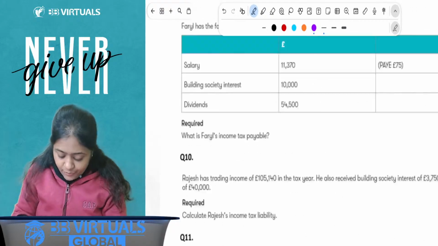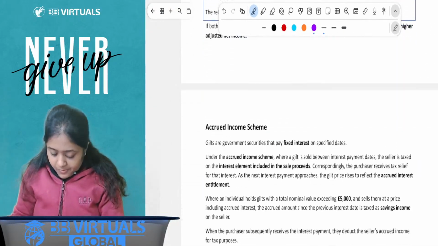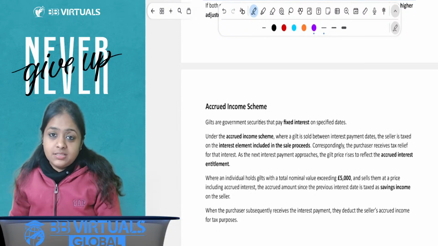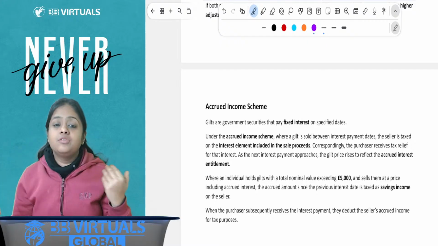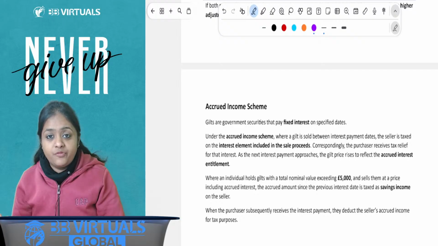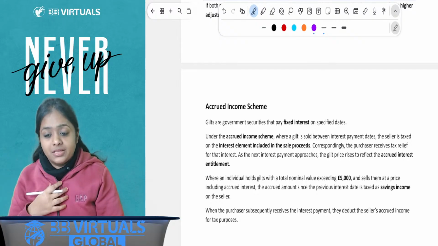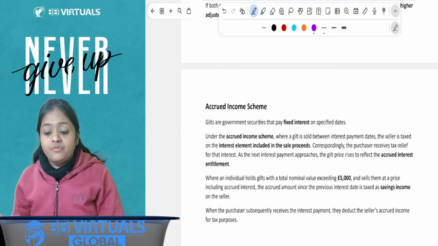Let's take it further. These limits of 60,000 and 80,000, and the rule that for every 200 of excess you will have 1% child benefit charge, will be given to you in the exam. So even if you forget, don't worry. Your examiner will give you this data.